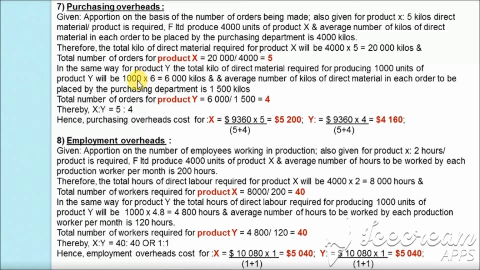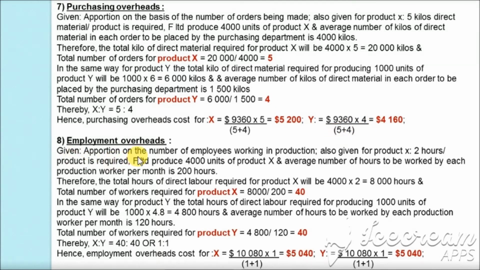And in the same way, for Y, we require 6,000 kilos of total direct material, and in one order we are purchasing 1,500 kilos. So the number of orders for product Y will be 6,000 divided by 1,500, which will be 4. Now, we are going to apportion the purchasing overheads between X and Y in the ratio of 5:4. The purchasing overhead cost for X will be 9,360 times 5 by 9. For Y, it will be 9,360 times 4 by 9.